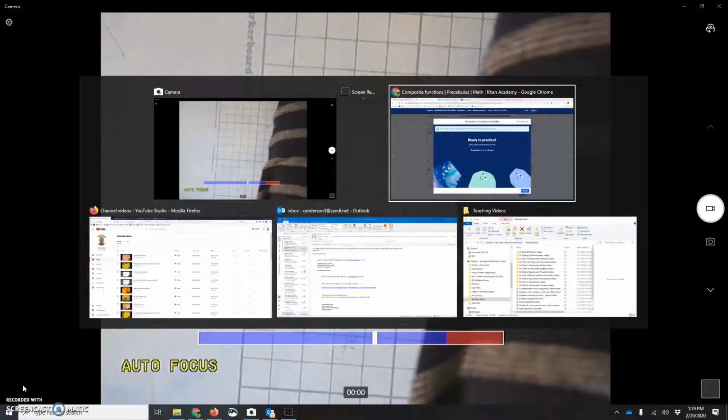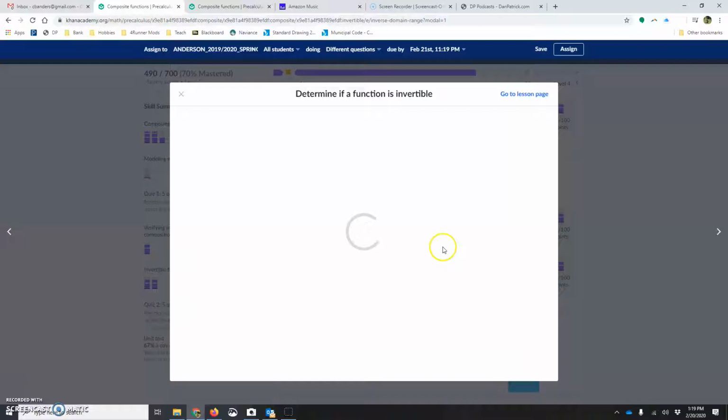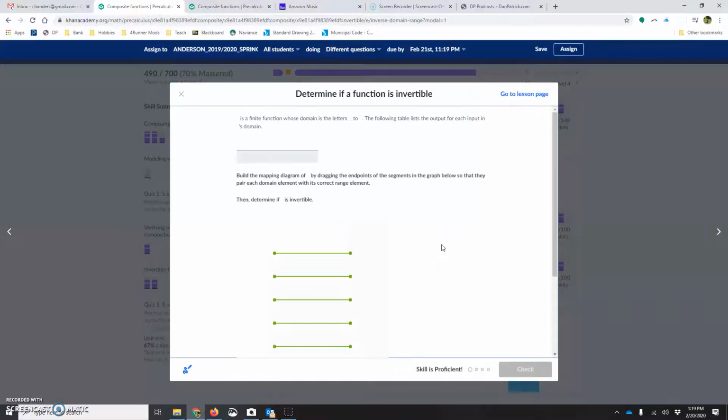All right, so let's go into the first question. Determine if a function is invertible. Let's go. All right, here we go. So remember, x values can only go to one place. If an x value goes to 2 places, then it is not a function.